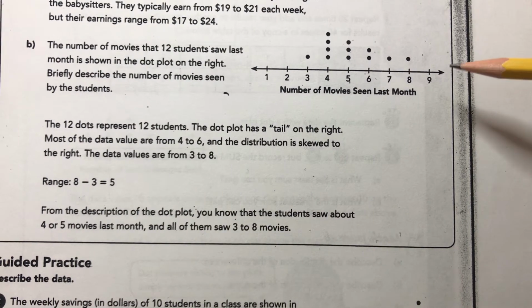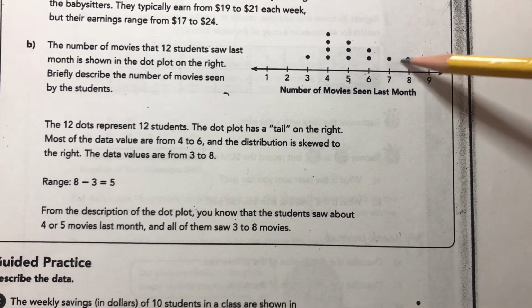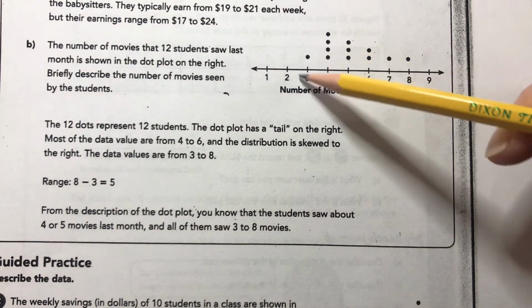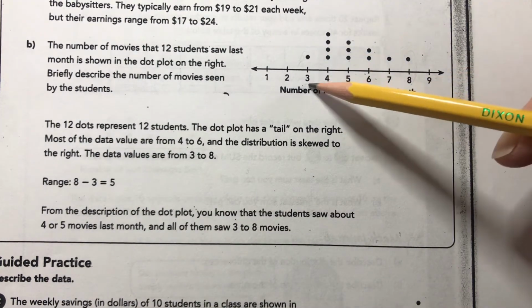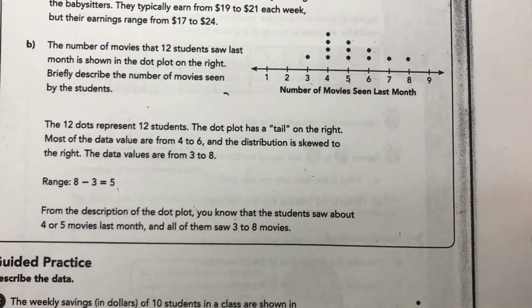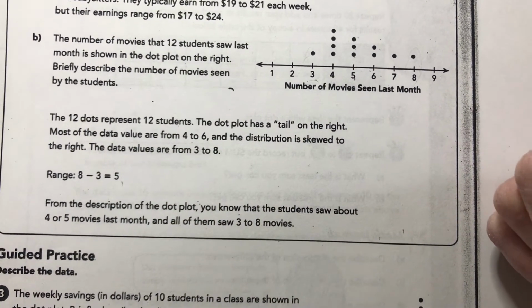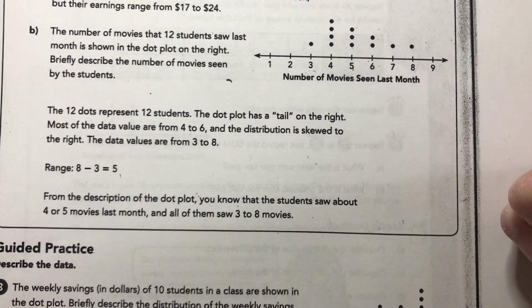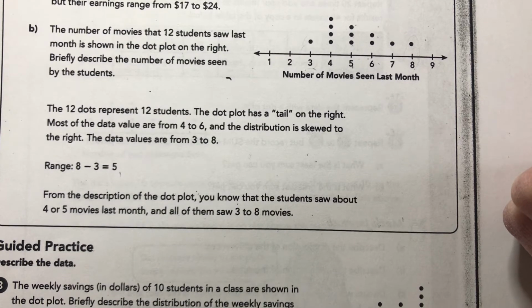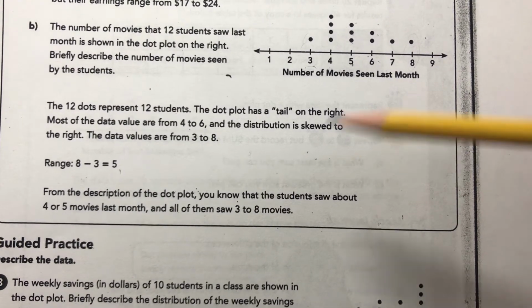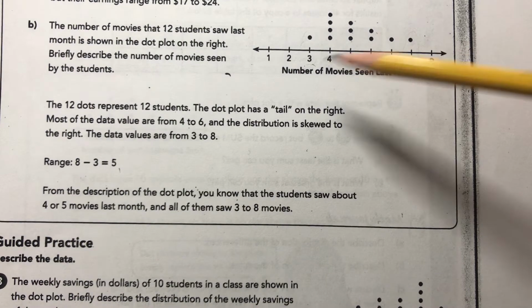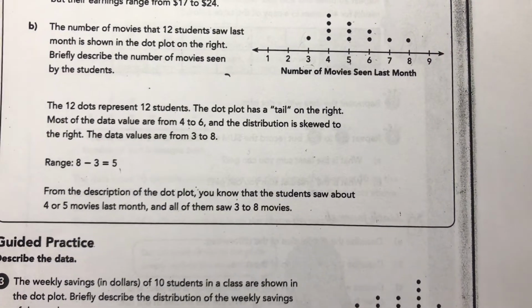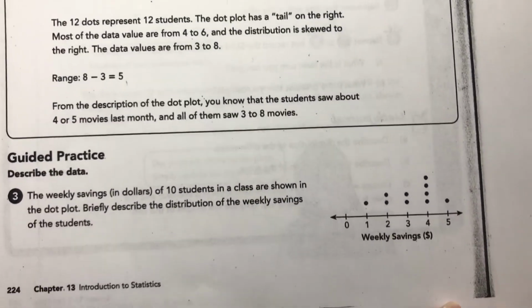So what would our range be? I would take the largest number that has a dot and the smallest number that has a dot. I would say 8 minus 3 equals 5. From the description of the dot plot, you know that the students saw about 4 or 5 movies last month, and all of them saw 3 to 8 movies. Agreed? Sure.